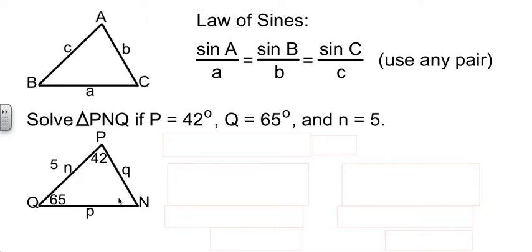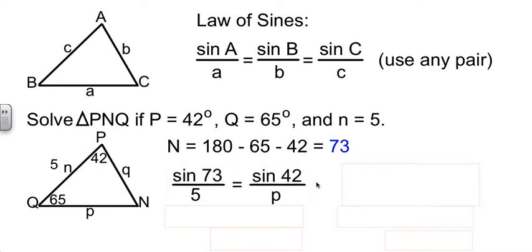Our job now is to find the information we don't have: angle N, side P, and side Q. Well, angle N should be easy to find. It's 180 minus the angles we know, which gives me 73 degrees. Now that I know that, I'm in business. To make law of sines work, you need to have an angle and the side across from it. Now that we know that's 73, we have an angle and the side across from it. Now we can use law of sines.